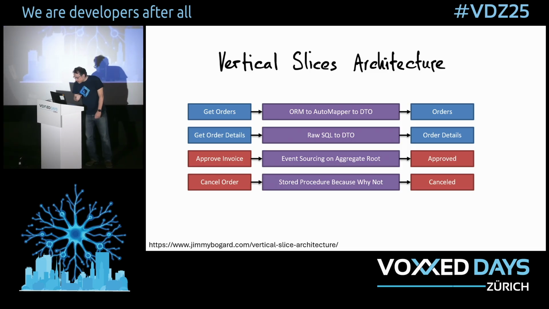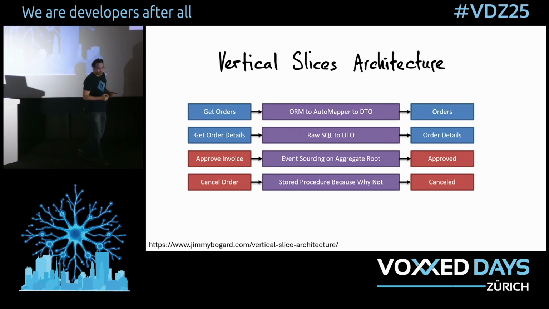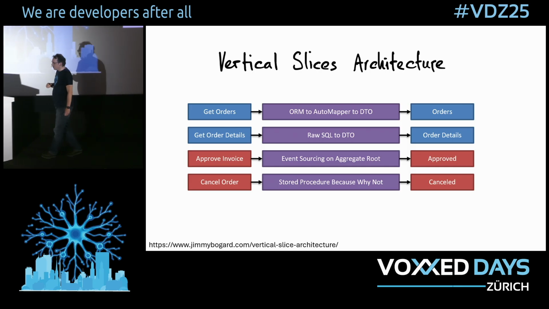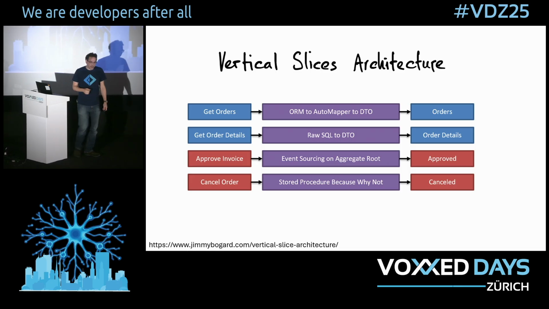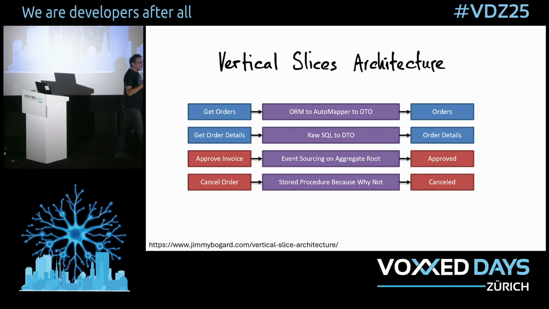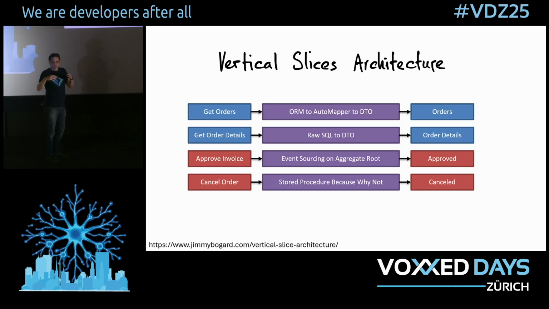The approve invoice command, that is important. We should keep the history, so that's why we use event sourcing. I don't know why he would use an aggregate root, but okay. He obviously wants to have some consistency there. And the cancel order slice just calls stored procedures because they're fun, or why not. So you see, there is no single architectural guideline or rule how a single slice should be implemented. Make the simplest possible thing per slice.